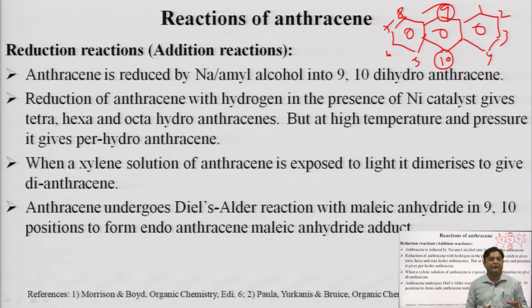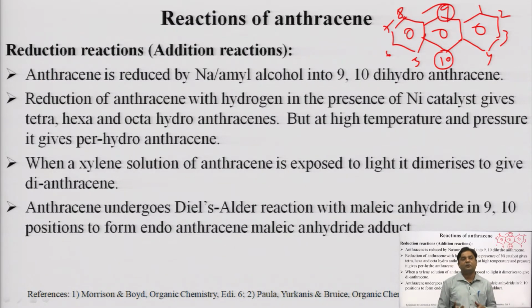Reduction of anthracene with hydrogen can also occur in the presence of a nickel catalyst, giving different products like tetrahydroanthracene and octahydroanthracene, but at high temperature and pressure it gives perhydroanthracene. When a xylene solution of anthracene is exposed to light, it dimerizes to give dianthracene. So, anthracene gives a dimer known as dianthracene in the presence of xylene.